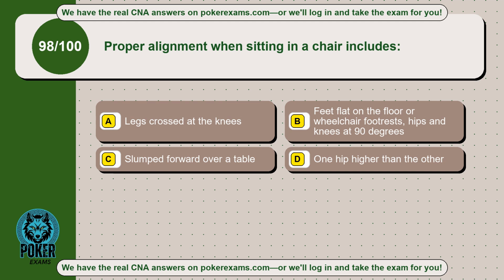Question 98. Proper alignment when sitting in a chair includes: Option A, legs crossed at the knees. Option B, feet flat on the floor or wheelchair footrests, hips and knees at 90 degrees. Option C, slumped forward over a table. Option D, one hip higher than the other.